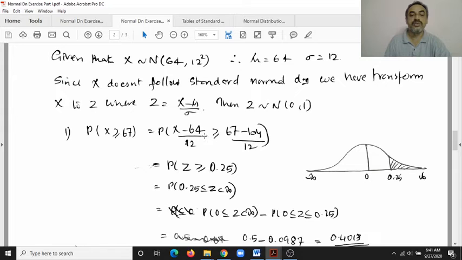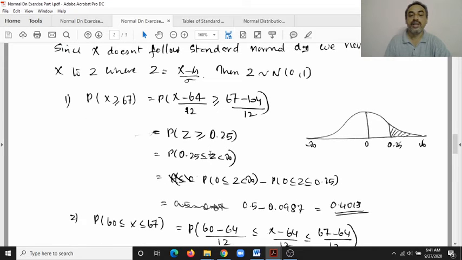For that we use the transformation principle, that is (x minus 64) by 12 greater than or equal to (67 minus 64) divided by 12, that is z greater than or equal to 0.25, since 67 minus 64 is 3, and 3 by 12 is 0.25. So we need the right tail area, but in the tables we have only probabilities starting with lower limit 0. So we consider the entire right half.